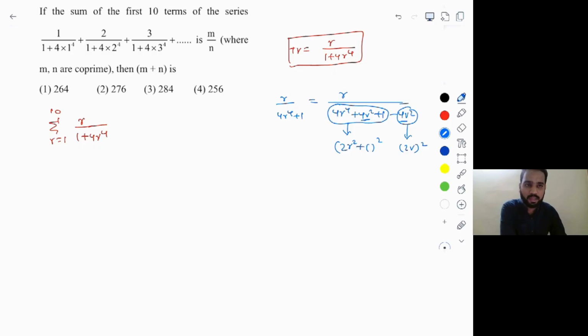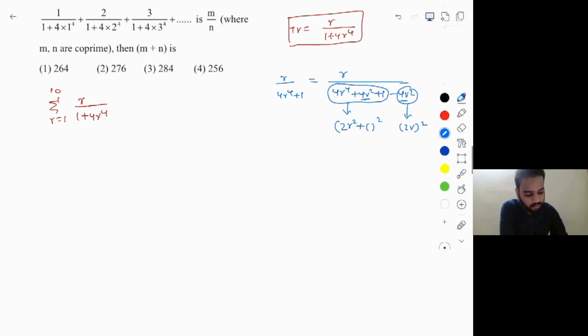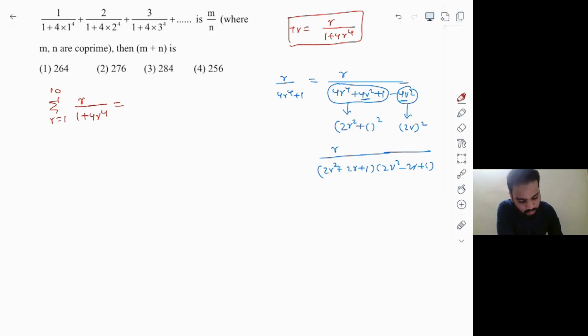So that the denominator is exactly in the form of a square minus b square. So directly it is going to be a plus b into a minus b: 2R square plus 2R plus 1 multiplied by 2R square minus 2R plus 1. So this is your simplification part. And take it and substitute in the required sigma notation, that is sigma of R is equal to 1 to 10. And along with this, one more thing: here the numerator has only R, right? But I'm going to rewrite it in this way. Observe carefully.